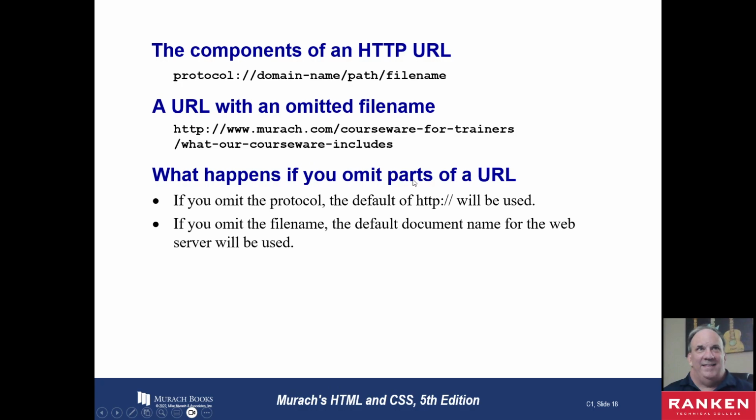So what happens if you omit parts of it? Well, if you omit the protocol, it's going to default to HTTP, right? If you omit the file name, then the default document name of the web server will be used. That's what I was talking about. It all depends on how the web server is configured, right? But the important thing is just to understand that these are the components of an HTTP URL, right? Protocol, domain name, path, file name, right?